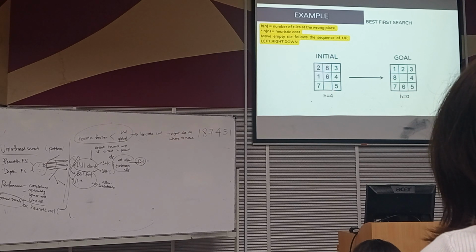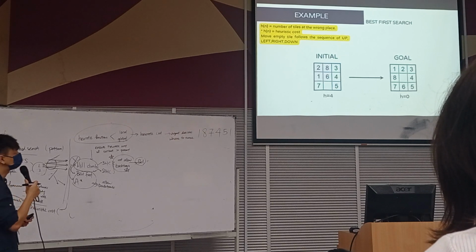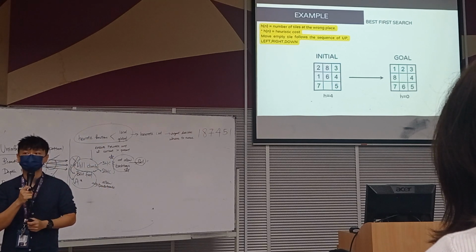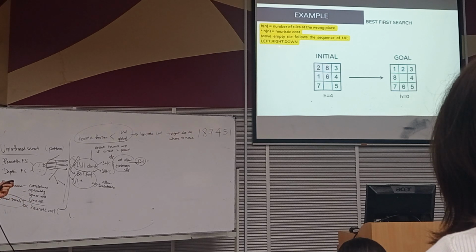Meanwhile here, how many wrong tiles do you have? 1, 2, 3, 4. That's why you have 4. Tiles 3, 4, 5, 7 are in correct positions, so we don't add them, we just add this 4. So by using the heuristic function, wrong positions, the heuristic cost generated will be equal to 4. At the same time, the successor function will be sequenced up, left, right, and down.